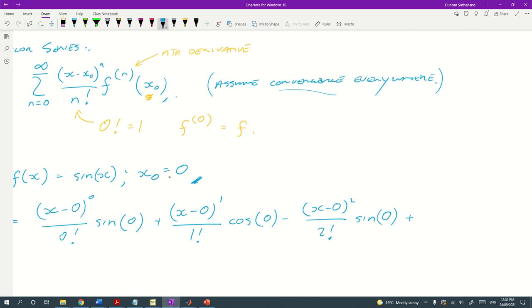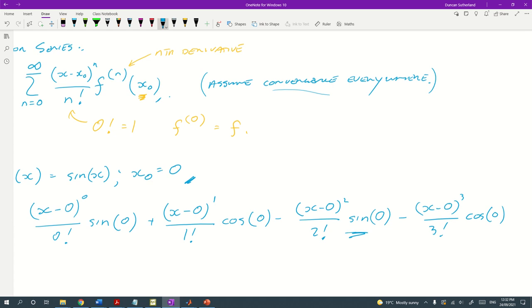Third term, the third derivative of sine is minus cosine. I'm just differentiating the previous function here. So that's x minus 0 cubed over 3 factorial times cosine 0.